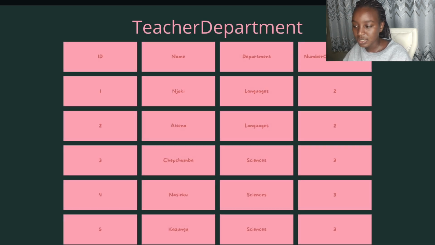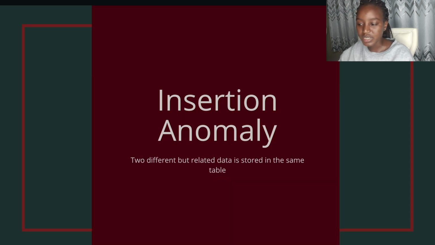So how can we look at this? For instance, we add a new teacher called Kazungu under sciences. You can see we are adding sciences again, we're adding 3 as the number of subjects again. So this is repetitive. Every time we do that, we are creating more data that we need to have, and that is an insertion anomaly. That's what an insertion anomaly is. Two different but related pieces of data are stored in the same table.